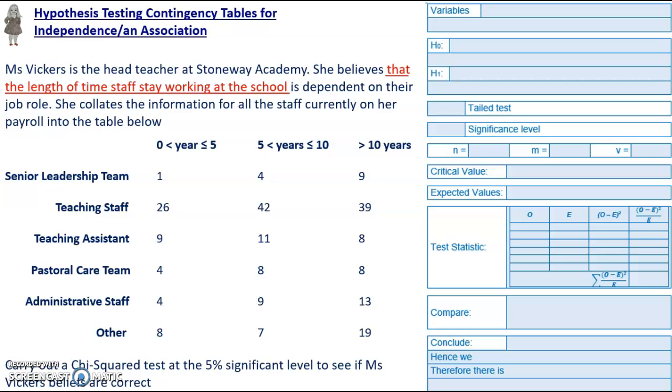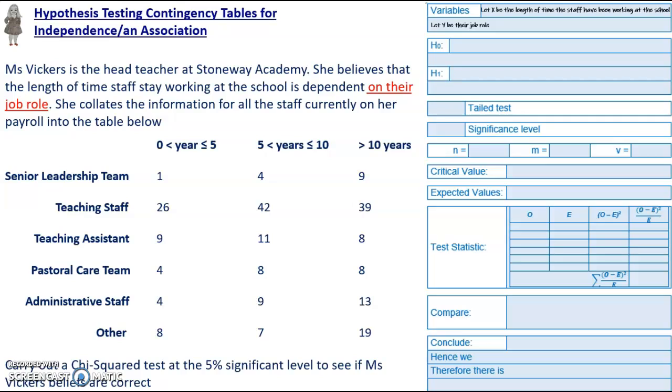In the question we are given our two variables, the two things that we are looking to see are associated or not. So the first one is how long they have been working at the school, so I'm going to say let X be the length of time staff have been working at the school. And the other factor is their job role. So I'm going to say let Y be the job role.